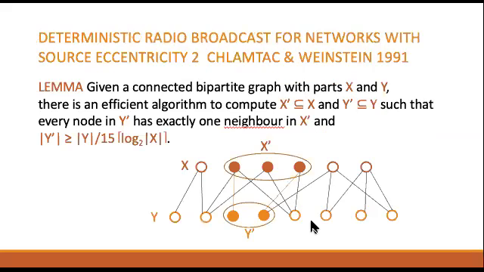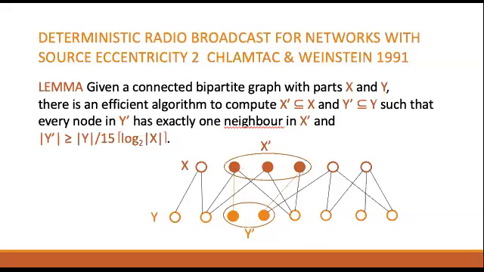Next, I want to discuss Klamtak and Weinstein's algorithm for graphs with source eccentricity 2. It relies on the following lemma about connected bipartite graphs, where X is one part and Y is the other part. The lemma says that there is an efficient algorithm to compute a subset X prime of X and a subset Y prime of Y, such that Y prime is reasonably large, and each node in Y prime has exactly one neighbor in X prime. So this node has that neighbor, and this node has that neighbor.